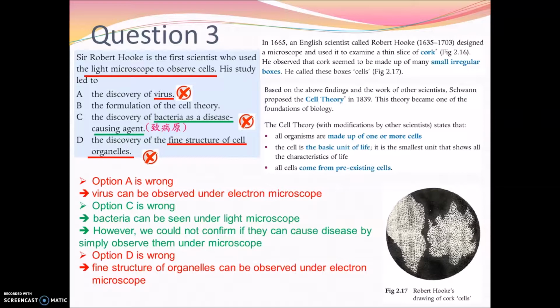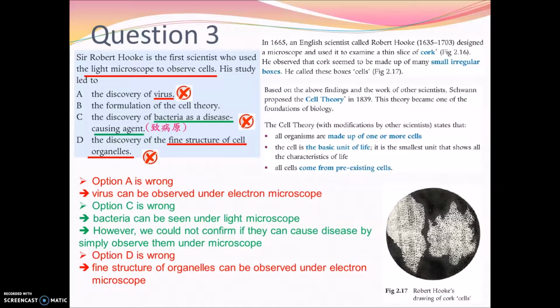Question 3 is talking about the light microscope. Any inspiration is developed after Robert used a light microscope to observe cells, so you can find some information from the book. Robert used the light microscope to observe a thin slice of cork, and he was actually observing the cell wall, not the cells. But after that, other scientists used the conclusion from Robert to develop the idea of cell theory.